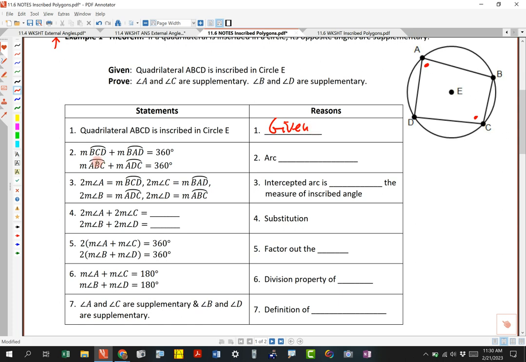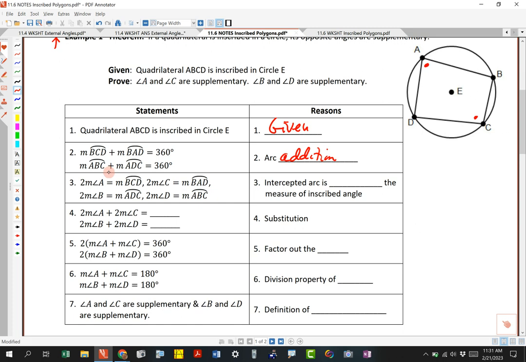Okay, then it says, and take a look at the way these arcs are written down. This is arc BCD plus arc BAD. So arc BCD, that's this part right here, and arc BAD equals 360 degrees. Well, yeah, that chops it into two pieces. That's the entire thing. What we call that is just arc addition: the fact that you can add them together and get the whole circle. So I'm going to erase that and look at the next one.